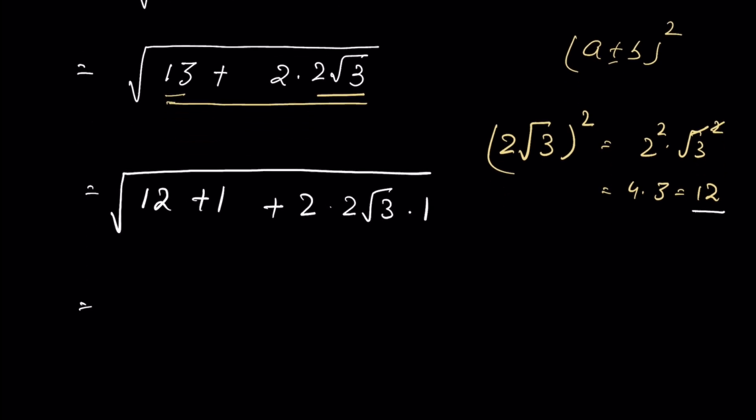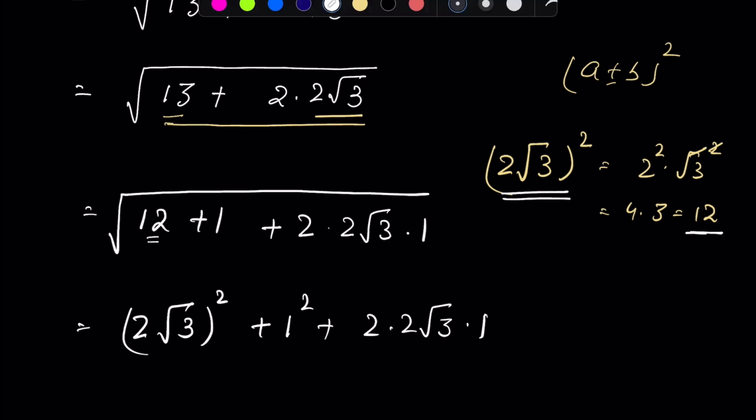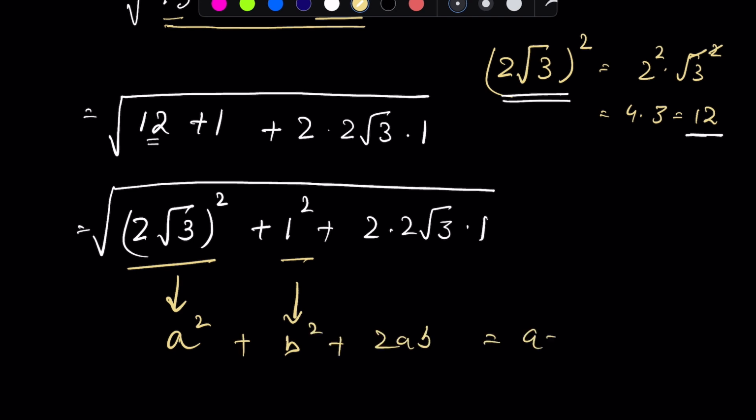Now here 12 is equal to 2 times square root of 3 squared, so we can write 2 times square root of 3 squared. This will be equal to 12 plus 1 square plus 2 times square root of 3 times 1 under square root. Now if 2 times square root of 3 is a and 1 is b, then it is in the form of a square plus b square plus 2ab. This is equal to a plus b whole square.